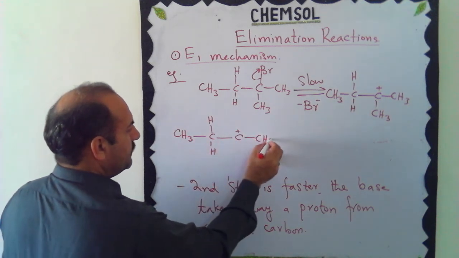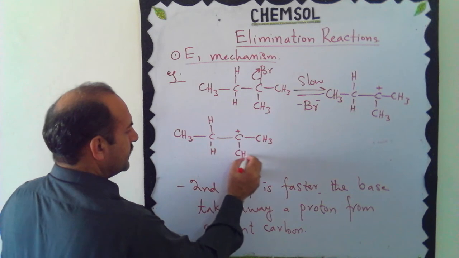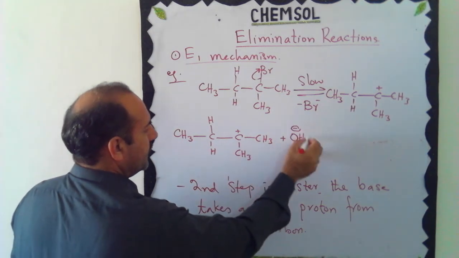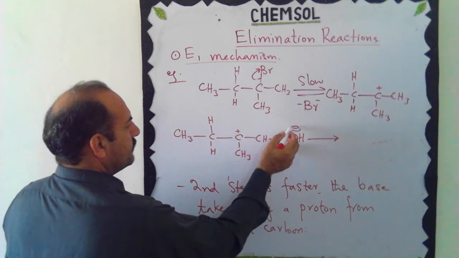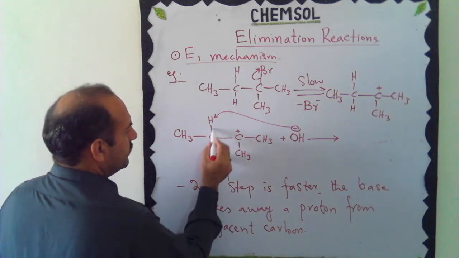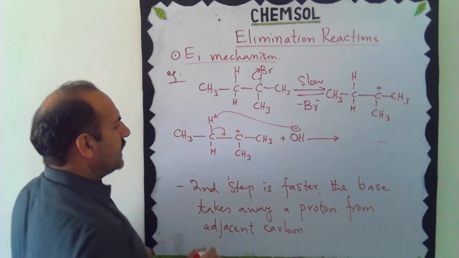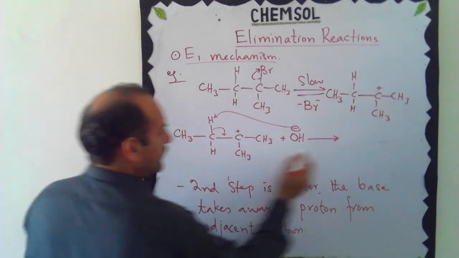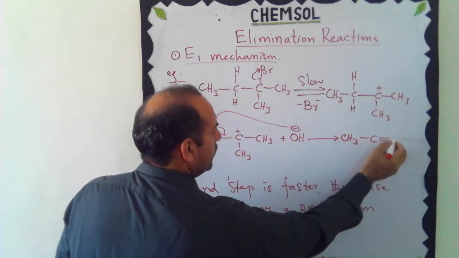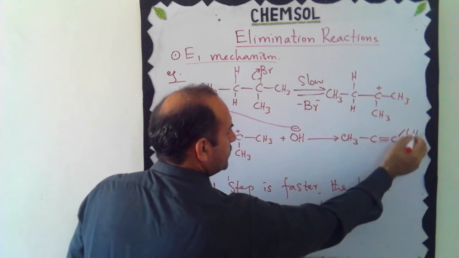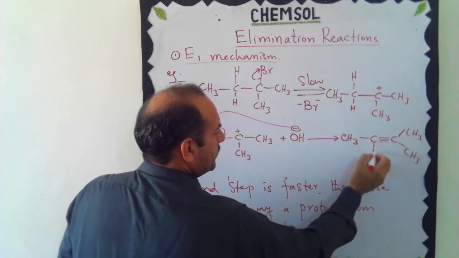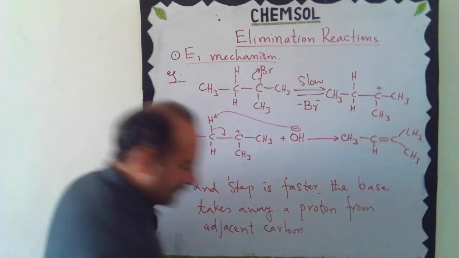There will be the involvement of a base in such kind of reactions. For example, we have a base like hydroxide base. This will take away this proton, and the electrons of CH bond will move towards the carbon positive. As a result, we will get a compound that will be CH3, C double bond, CH3, and another one is CH3, and here is an atom of hydrogen.